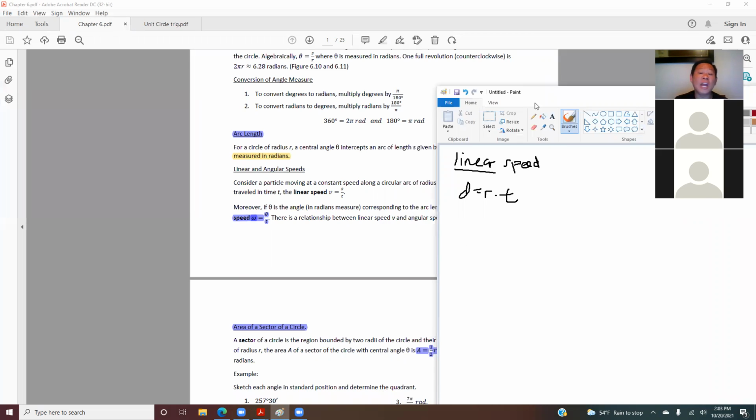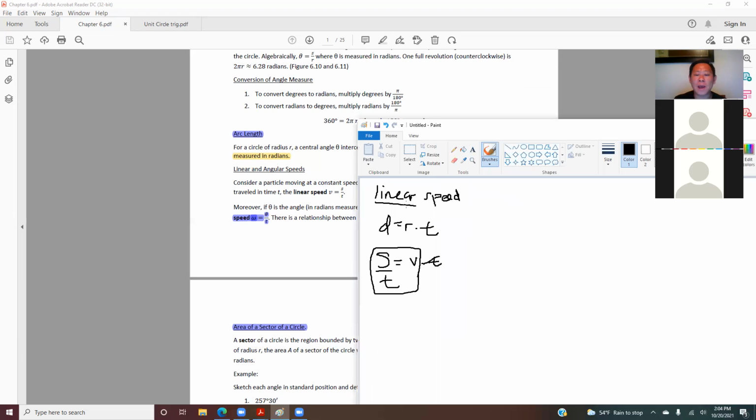So in this case, we change the variables, so we don't call it distance. We call it s. And then v is the velocity and t is time. So if you look at the linear speed v, you just divide both sides by t. So you find out that the linear speed is s over t, where s is the distance, over the time. And this is when you travel straight, like linear.